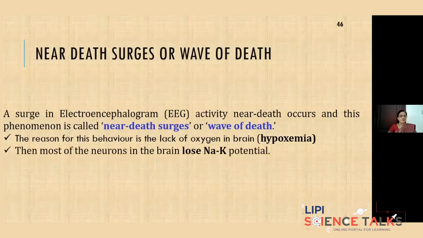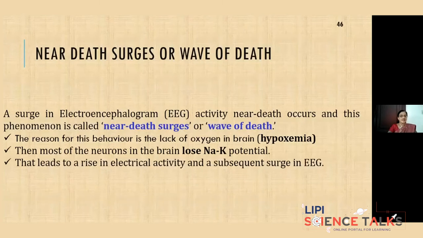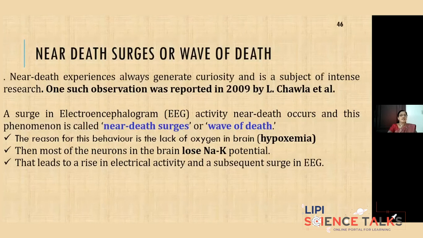Due to this hypoxemia, the sodium potassium potential is lost, and hence, as electrical activity is rising fast, there is a subsequent surge in electrical activity, and after that the neuron goes to death. And this EEG near-death experience was observed in 2009 by the scientist Chawla, and that is supporting evidence for the theoretical conclusion or theoretical prediction.